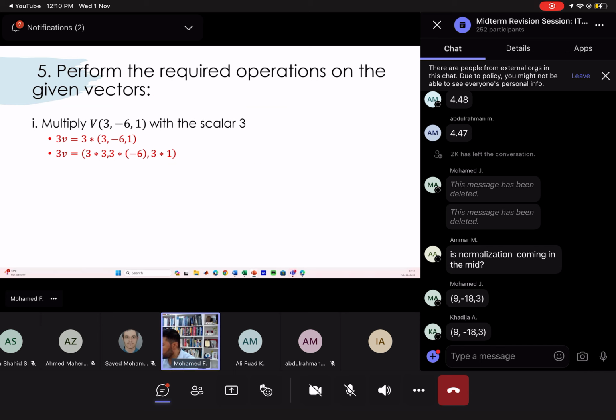So whatever action he asks you to do is just one-to-one. If he asks you to add two vectors together, it will be just what? An addition. 3 plus minus 2, 7 plus minus 7, minus 2, and 0 plus minus 2. And that will give us the outcome.